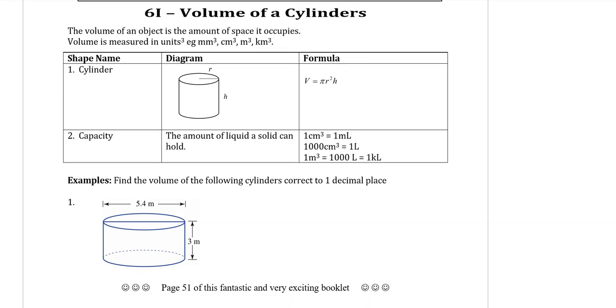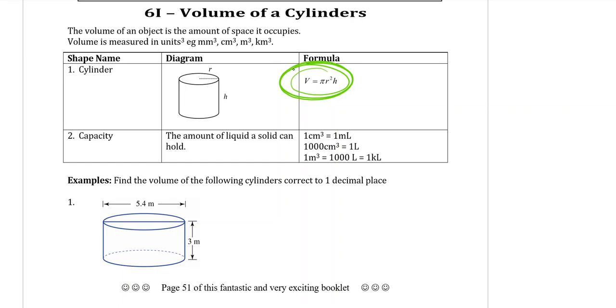This lesson, we have one last shape to find the volume of, which is our cylinder. The formula for the volume of a cylinder is V equals pi r squared h. Won't let me highlight it, but there it is. V equals pi r squared h.